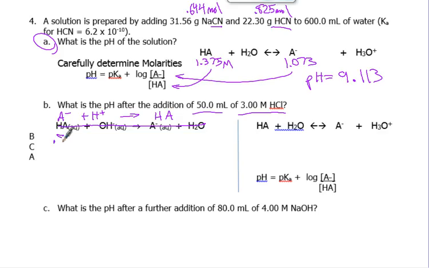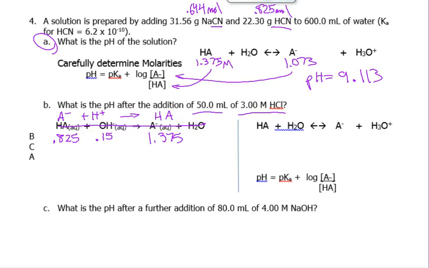And there were 0.825 moles of the base, and there were 1.375 moles of that acid, the weak acid. I need to figure out how many moles of hydrochloric acid are being added. So let's see, 50 times 3 divided by 1,000, convert it to actual moles. 0.15. 0.15 moles of acid, 0.825 moles of base.